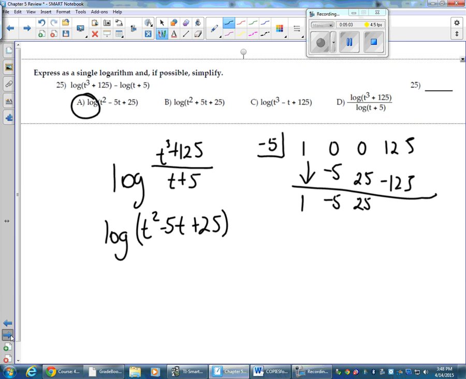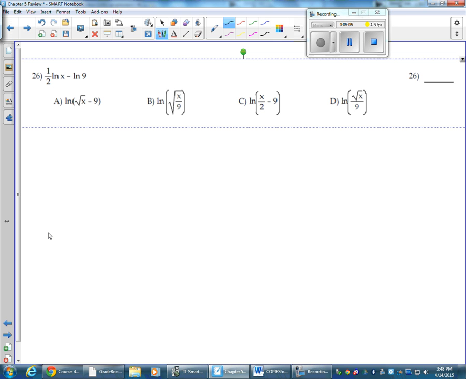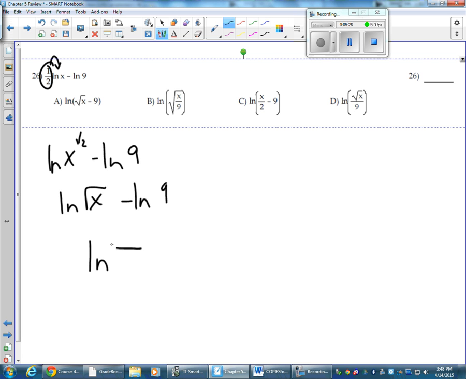All right, number 26. We're going to write it as a single logarithm. So this 1/2 right here would need to be the exponent. In other words, that's going to be natural log of x to the 1/2, or another way to write that is the natural log of the square root of x. That's the 1/2 power. And since it's subtraction, you can write it as a fraction with one natural log. So the square root of x goes on the top and 9 goes on the bottom. Natural log of the square root of x over 9, and it's D, not B, because the 9 should not be underneath the square root.